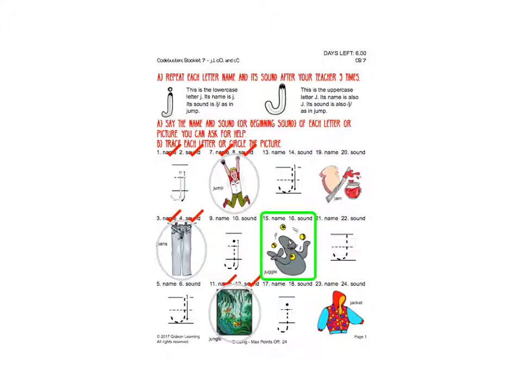This is juggle. The beginning sound is J. And now circle. This is jam. The beginning sound is J. And then circle. This is jacket. The beginning sound is J. And now you can circle it. Now let's go on to the next letter.